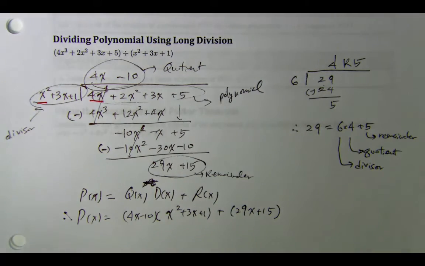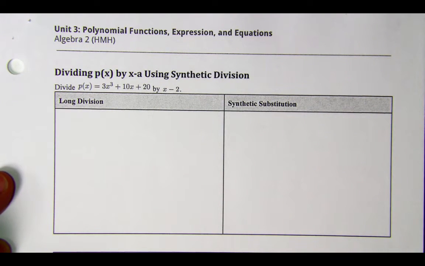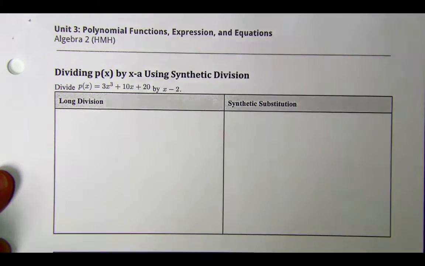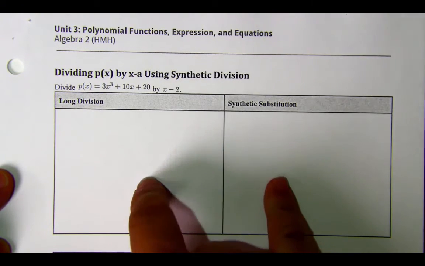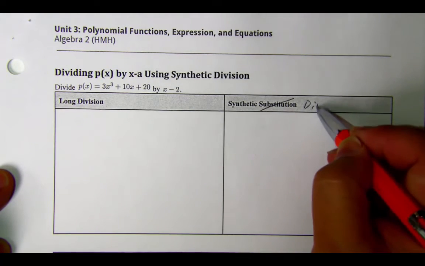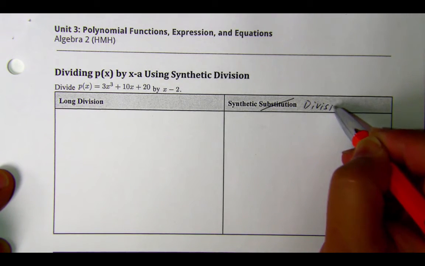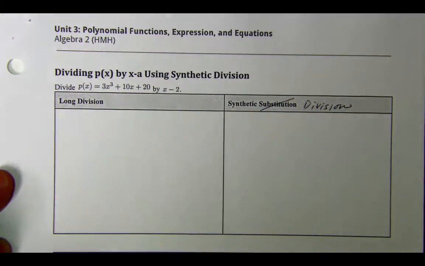Okay, moving on to the next question. So we are dividing p of x by x minus a using synthetic division. Before we do that, I would like to compare long division versus synthetic division, the synthetic substitution method. In this case, that should really be referred to as division. Right? Okay, let's look at the long division of this first.